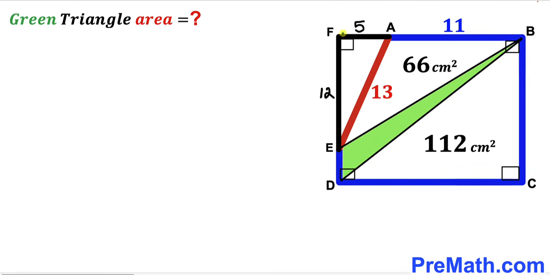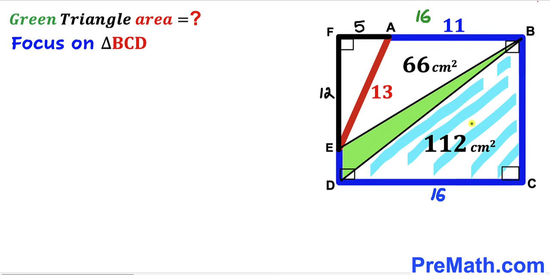And now let's make an observation. We can see that this whole side of this rectangle BF is going to be 11 plus 5, which is going to give us 16 centimeter. So therefore we conclude that this other side CD has got to be 16 centimeter as well. And now we are going to focus on this right triangle BCD, whose area has been given to us as 112 centimeter square, and one of its side lengths is 16, and this side BC is unknown.